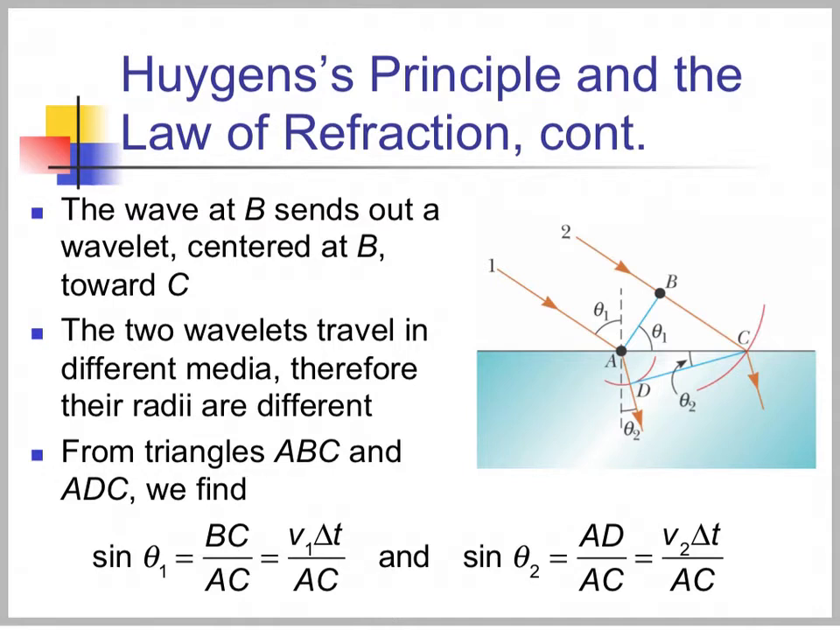And from triangles ABC and ADC, we see that sine theta 1 is BC over AC, and BC is the velocity in medium 1 times delta t, divided by AC. And from this triangle, sine theta 2 is AD over AC, where AD is the velocity in medium 2 times delta t.